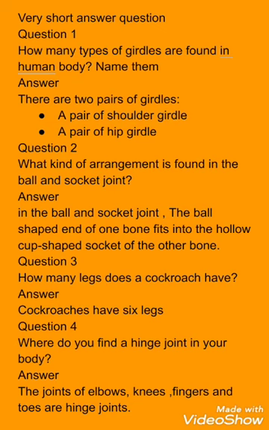Next question: what kind of arrangement is found in the ball and socket joint? He is asking this because we always say that the ball and socket joint allows maximum movement in all directions. So how is it able to do that? What type of arrangement is there in this joint that allows maximum movement in all directions?